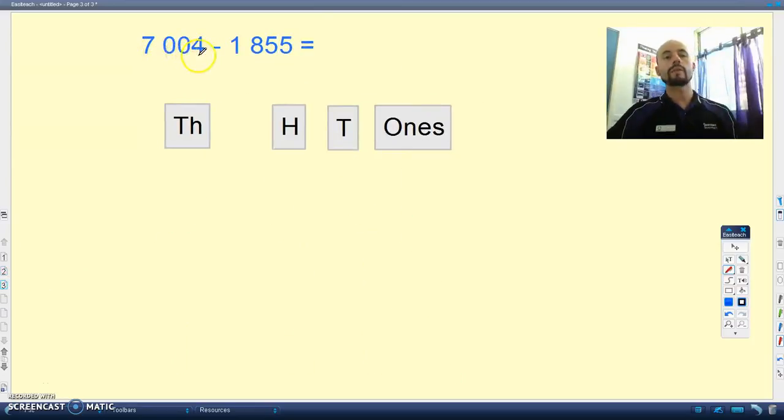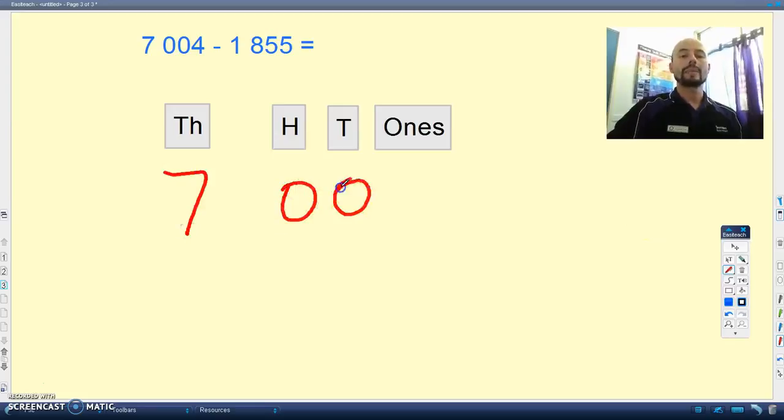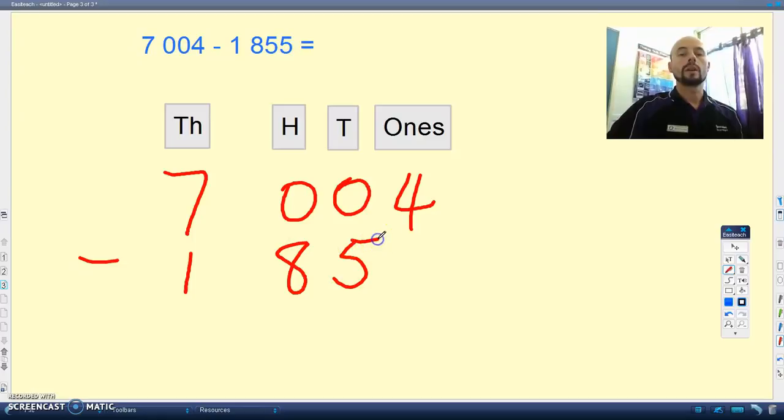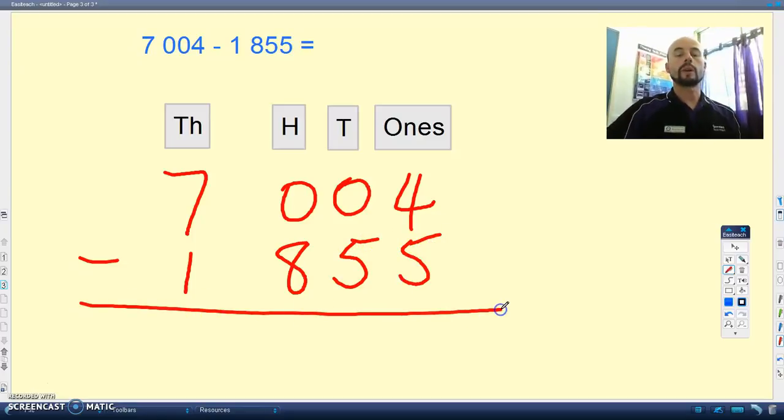Alright, let's look at one more example. It's 7,004 take away 1,855. Alright, so I want to make sure I write out my number carefully with my digits in each place value column. I want the largest number on top always. And there we go. Made sure all my numbers are lined up perfectly under each place value column. Just grab another color there so that we can all see. Alright, 4 take away 5. There's 4. Can we take 5 from that? No, we can't.